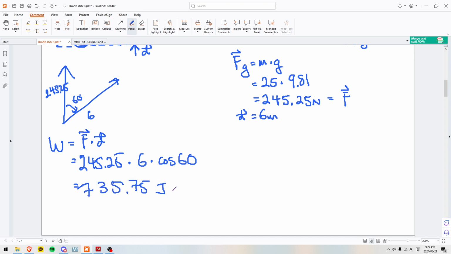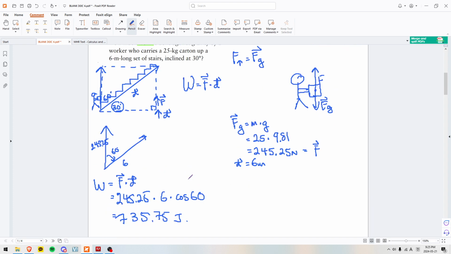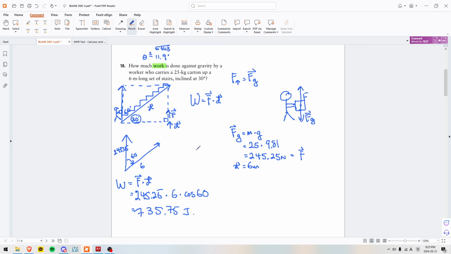735.75 joules. Okay. I didn't get a chance to check your answer key from this question, but I hope that this clarifies and that it agrees with the back of the textbook.